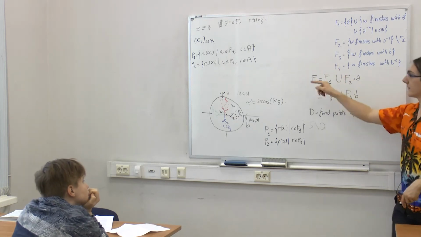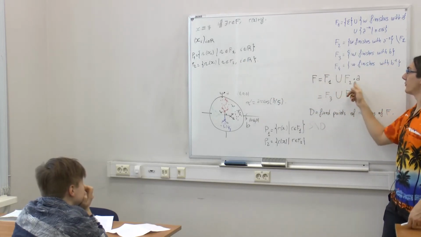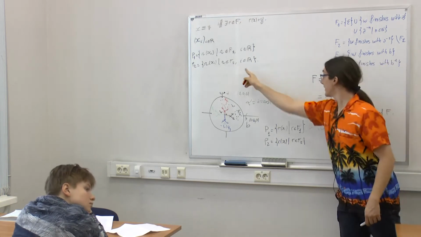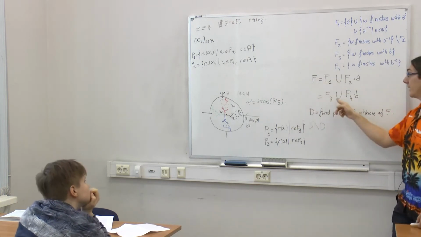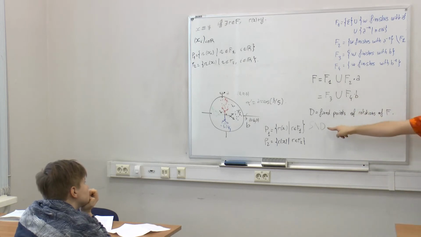I wrote pieces here, so you take P1 and P2 rotated by A, that gives you a copy of the sphere, and then you take P3 and P4 rotated by B, and you have another copy of your sphere minus this annoying set.